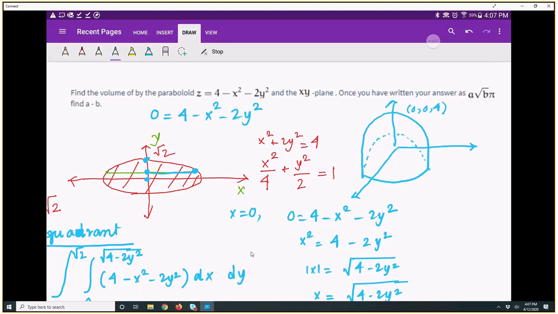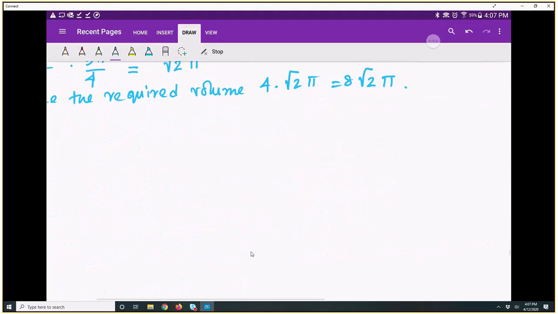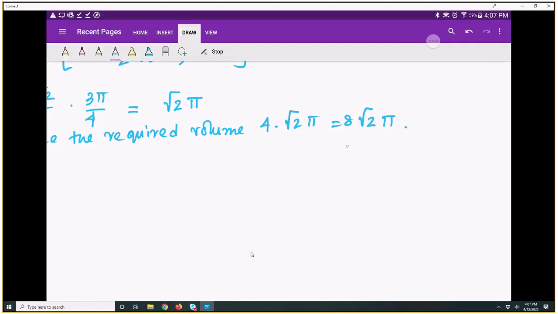Then the question tells you if your answer is of the form a square root of b pi, then find a minus b. So I go ahead and write my answer in this format, a square root of b pi. So I say this is a square root of b pi. So a is equal to 8, b is equal to 2. So a minus b is equal to 8 minus 2, which is 6. And that should be the final answer to the question.